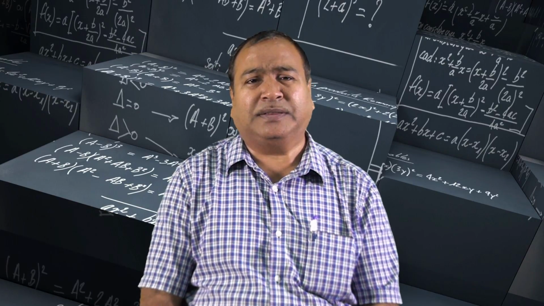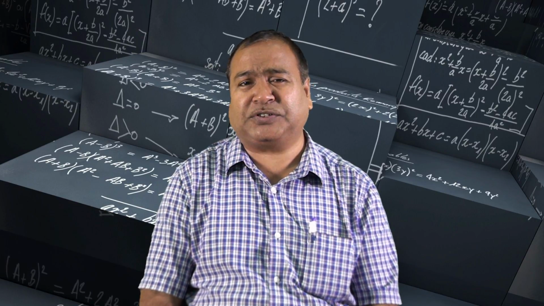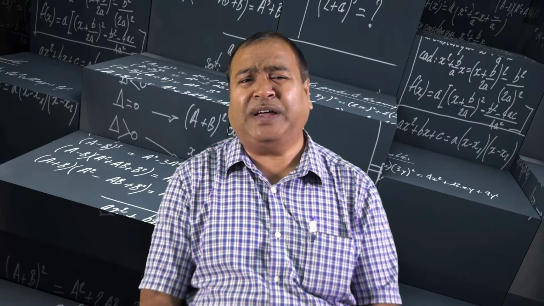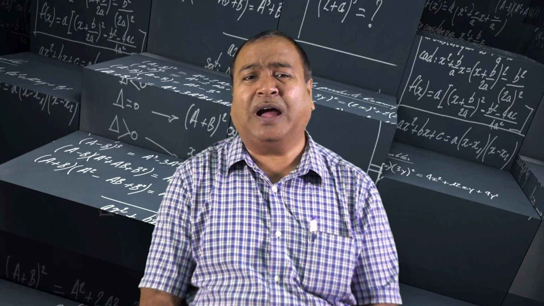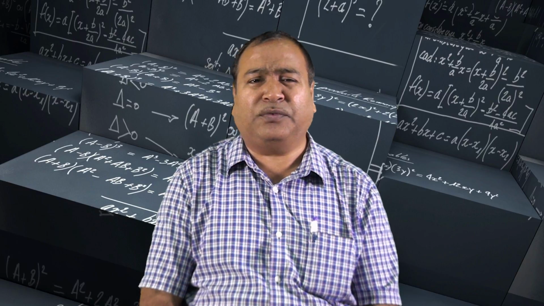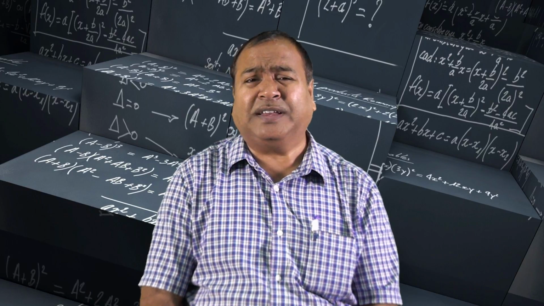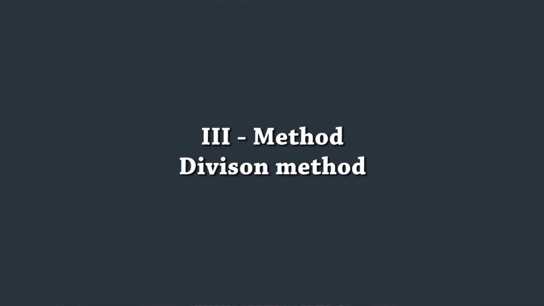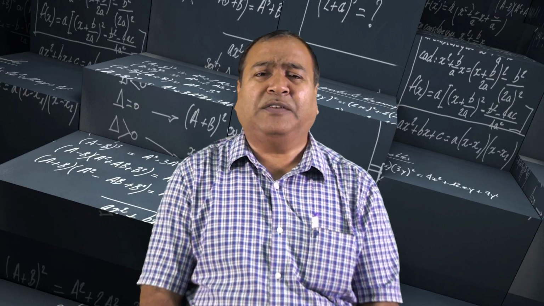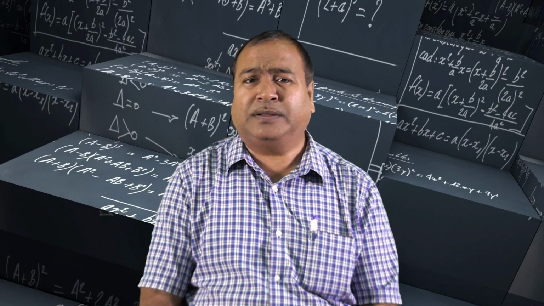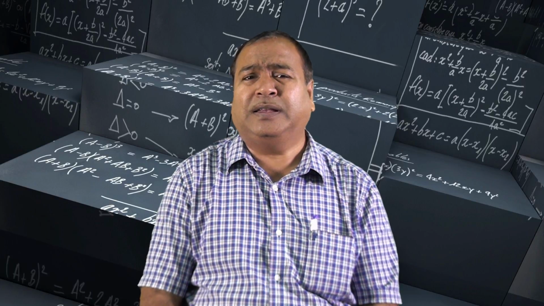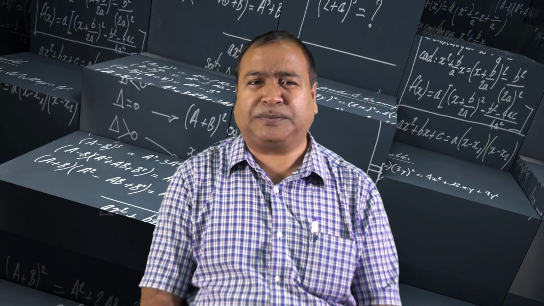But again, this method also has a limitation, that when the number is big, then finding its prime factors and pairing them is very lengthy. So let us observe the next method, that is the third method, which we call the division method. In fact, when the numbers are big, then this method is useful. Before that, let us observe the following point.